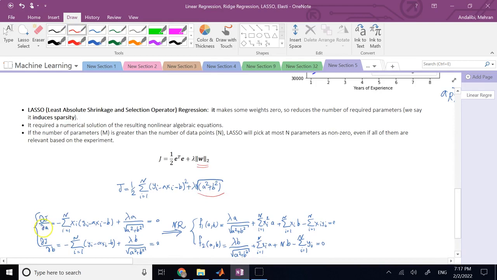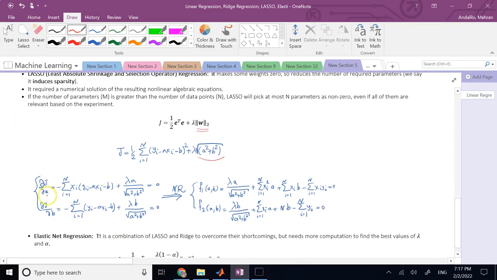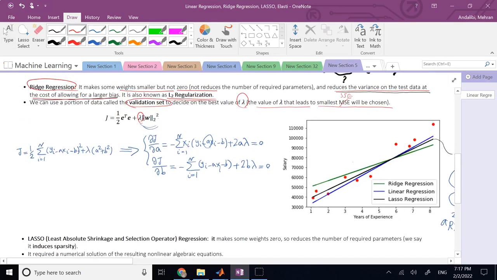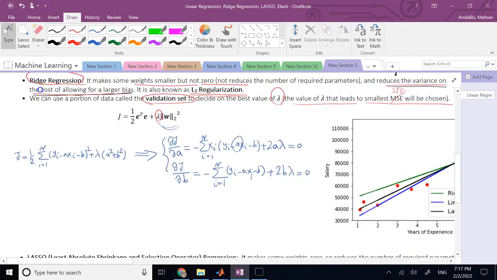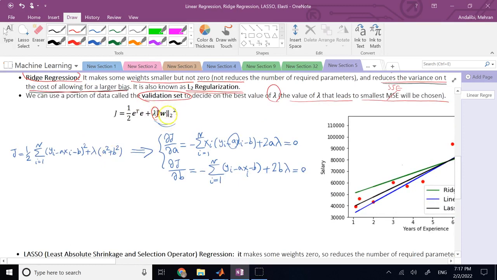And when you take derivatives of your cost function with respect to a and b and set them to zero, the resulting equations are not going to be linear anymore. Look here, if I do that in ridge, my norm squared is a squared plus b squared. When I take the partial derivative of J with respect to a and b and set them equal to zero, the extra terms that are introduced in my equations are 2a lambda and what? 2b lambda.